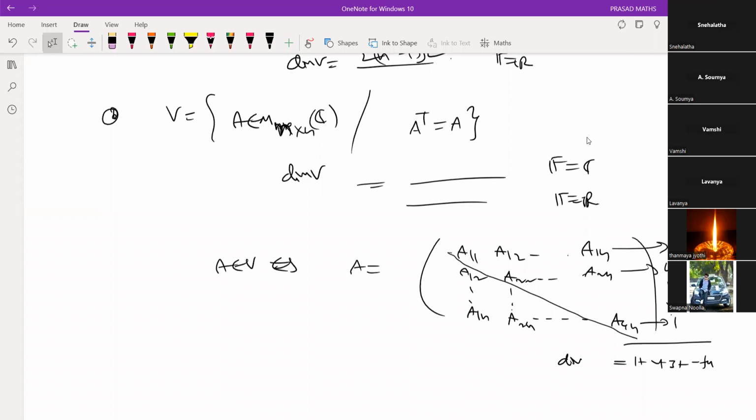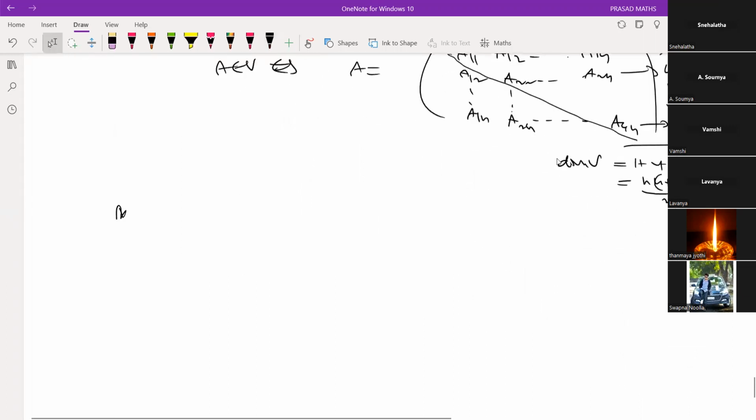What is the dimension of V? It is n into n plus 1 by 2. So what is my dimension? n into n plus 1 by 2. If it is a real field, the dimension doubles. So what is this? n into n plus 1 by 2.